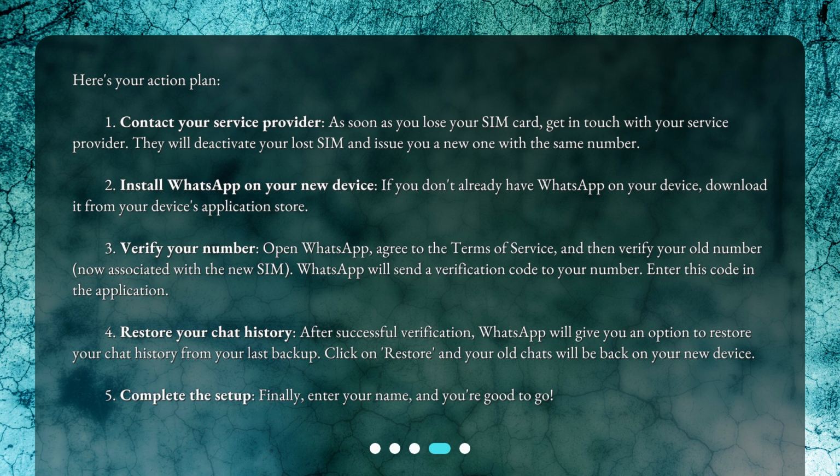4. Restore your chat history. After successful verification, WhatsApp will give you an option to restore your chat history from your last backup. Click on Restore, and your old chats will be back on your new device. 5. Complete the setup. Finally, enter your name, and you're good to go.